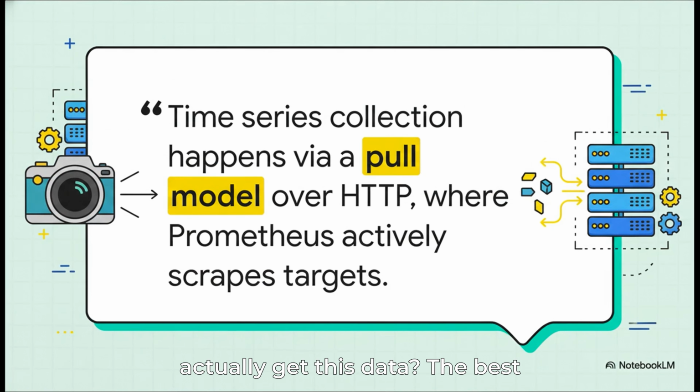So how does it actually get this data? The best analogy I've ever heard is this. Prometheus is like a photographer. It doesn't just sit back and wait for your app to mail it a status update. No way. It actively goes out, points its lens at your system, and takes a detailed snapshot at a regular interval, say every 15 seconds. This is what we call its pull-based architecture.